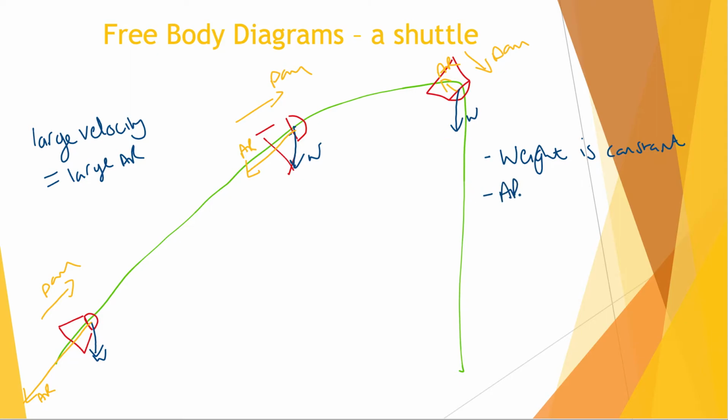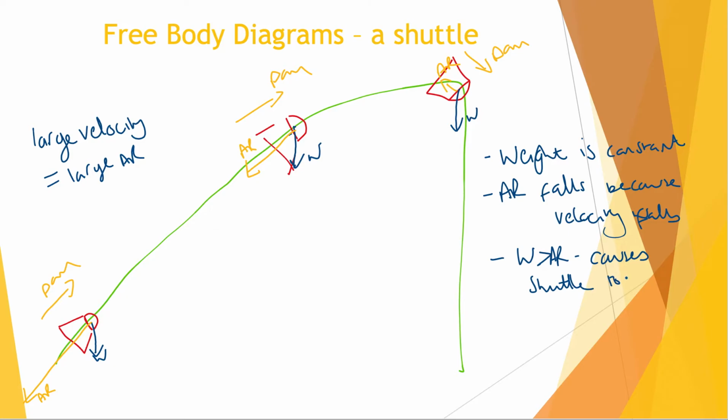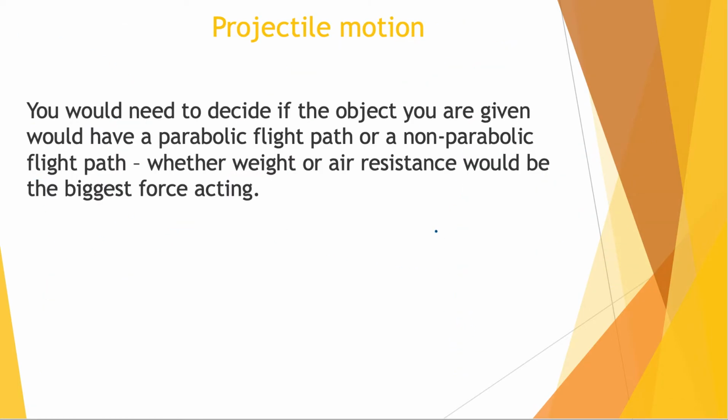Air resistance falls because velocity falls. Weight becomes bigger than air resistance at the end, which causes the shuttle to drop. And the result is that non-parabolic flight path.